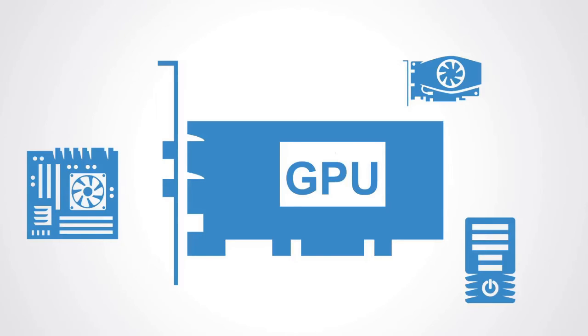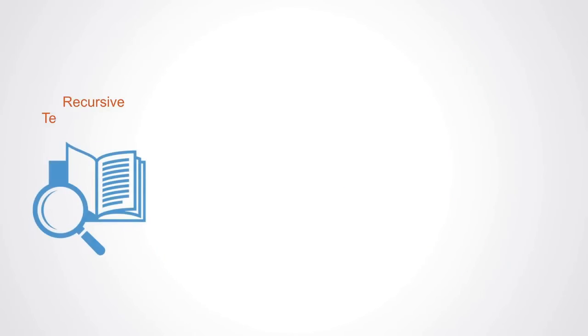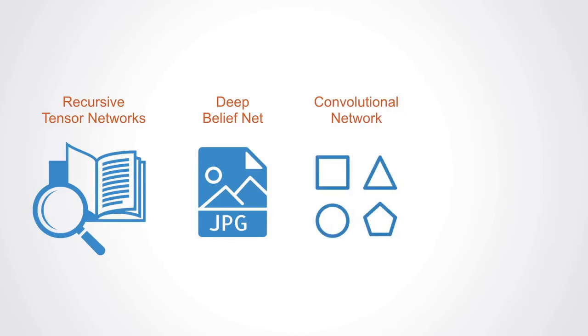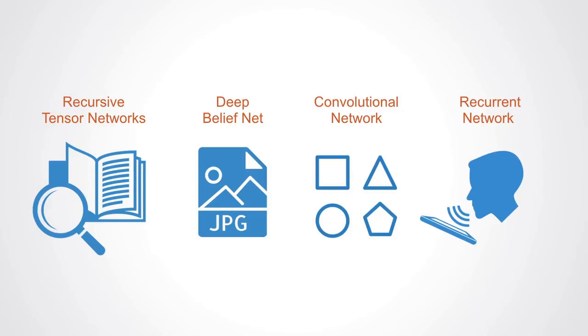There are now lots of different types of deep nets to use. For text analysis, such as name recognition and sentiment analysis, recursive tensor networks are typically used. Image recognition processes often involve a convolutional net or deep belief net. For object recognition, one may use a convolutional net, or recurrent nets may be used for speech recognition.